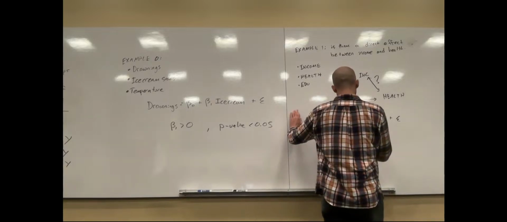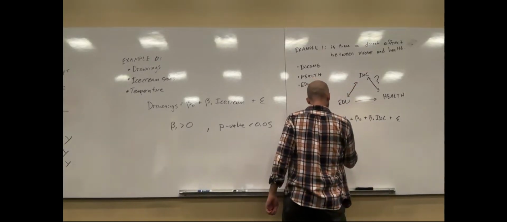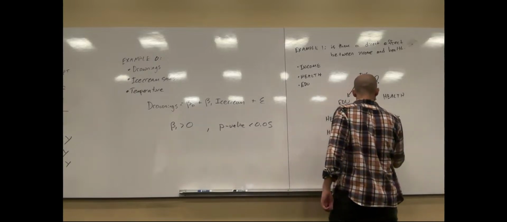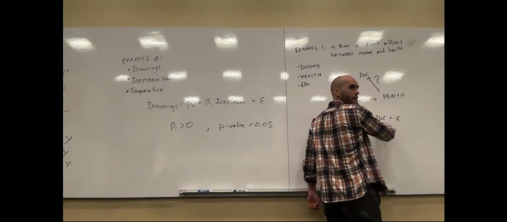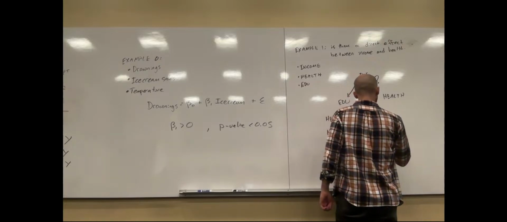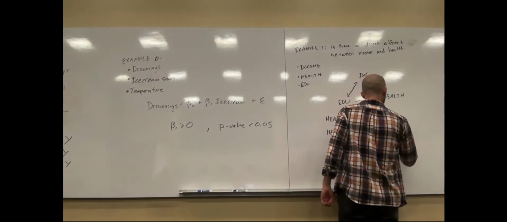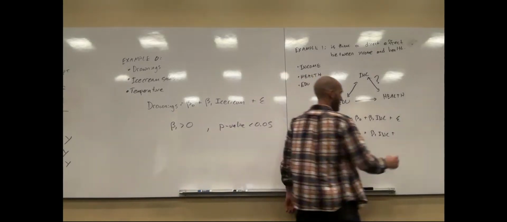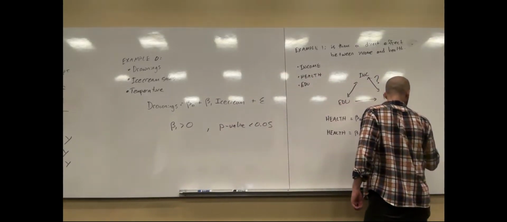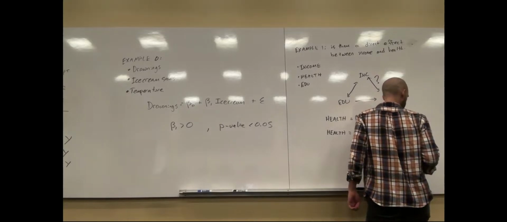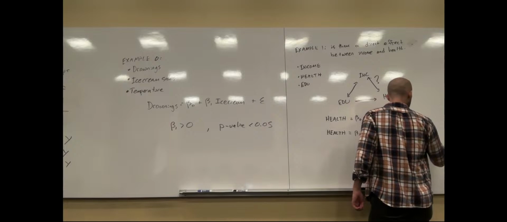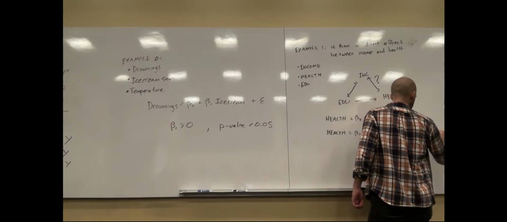So let's rewrite this. So we have health is equal to beta 0 plus, and then you're saying include this. So beta 1 times income. And then what else would we include? Beta 2 times parentheses income times education. So income times education.